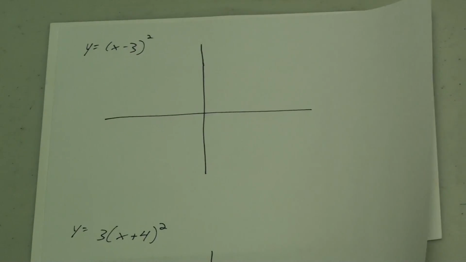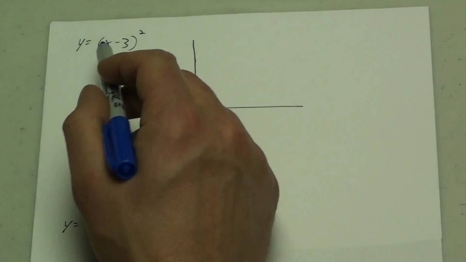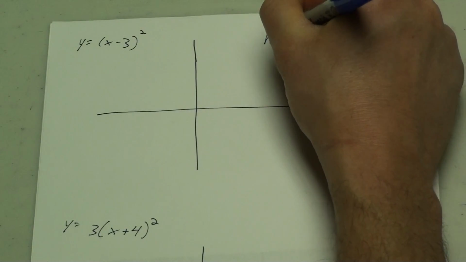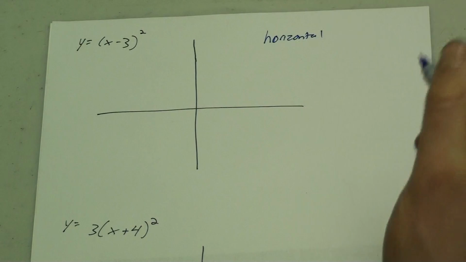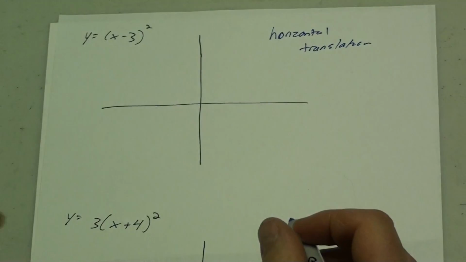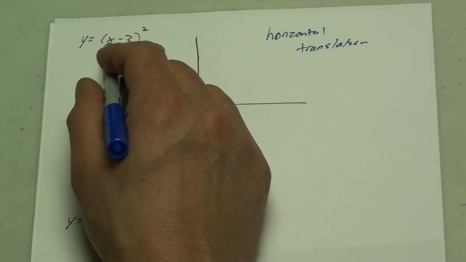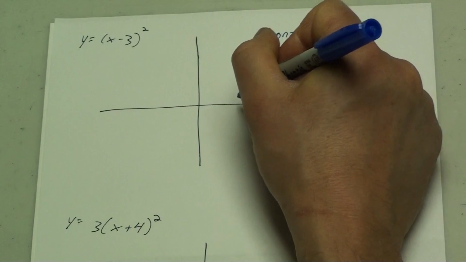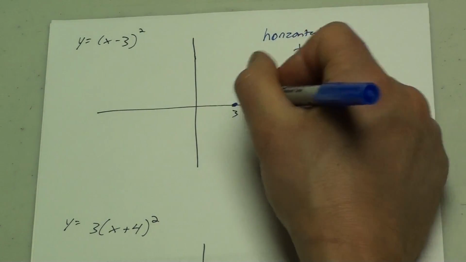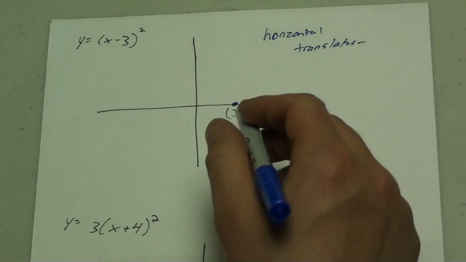Let's do another movement. Y equals x minus 3 squared. Now the brackets here are going to shift it left and right. It's my horizontal translation. I want to do the opposite of what you see. X minus 3? No, I want to move it to the plus 3. So it's going to move over to the right 3. So the coordinate here is 3, 0 as my vertex.